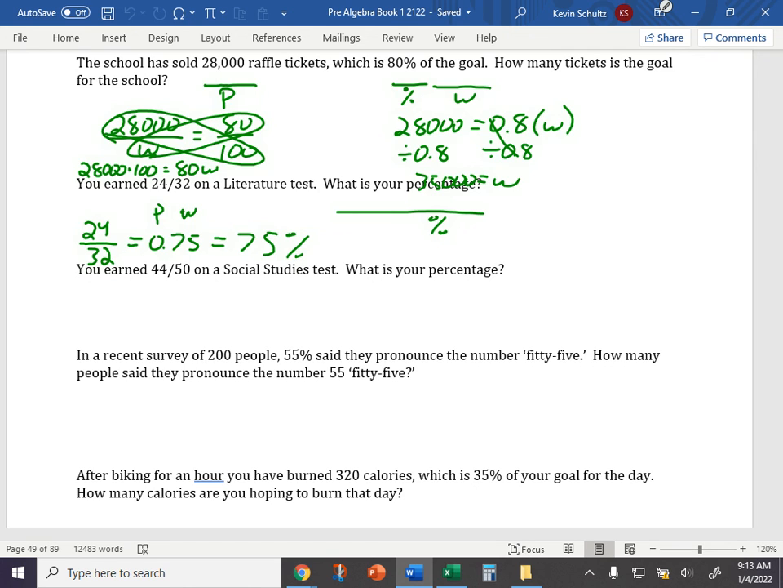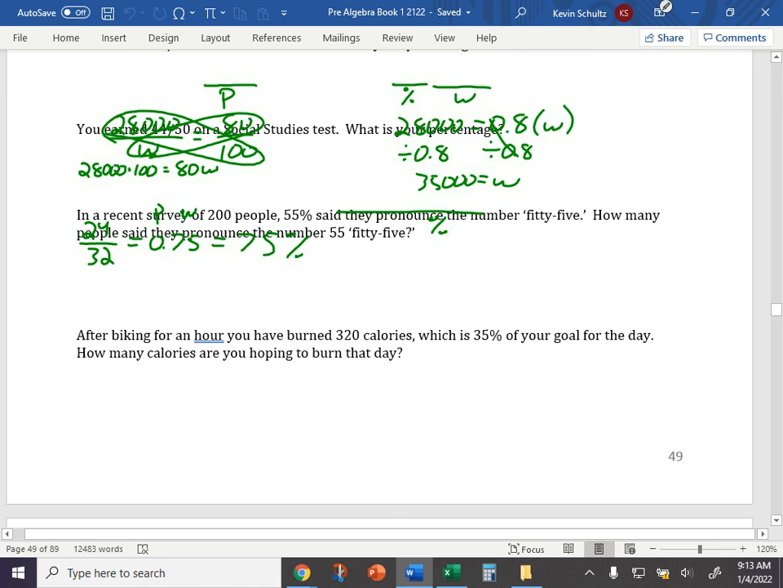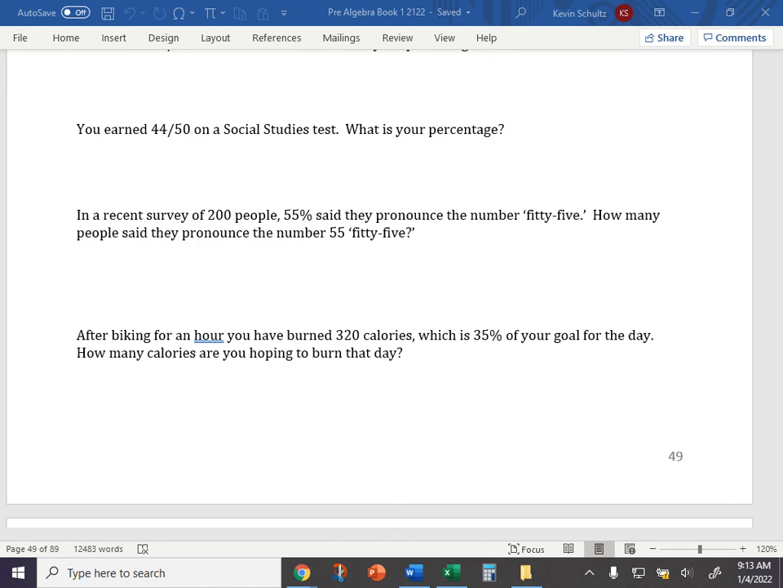Shay, what's your question on the last one? I don't understand it. It says, after biking for an hour, you have burned 320 calories, which is 35% of your goal for the day. How many calories are you hoping to burn that day? So like the others, we're going to identify what are we given. 320. Is that a part, a whole, or a percent? Part and percent. We're given the part, and we're given the percent, which means we're solving for the whole, right, of your goal. Okay? And you can set it up proportion, equation, either way you want to do.